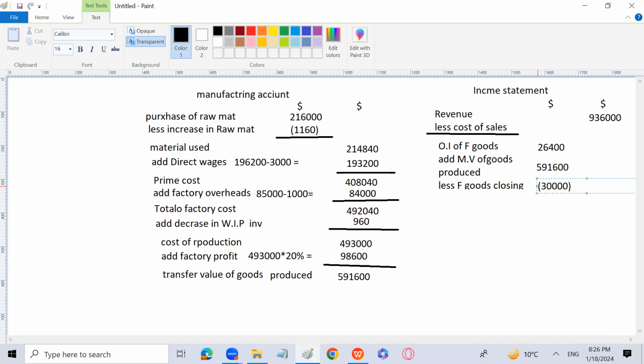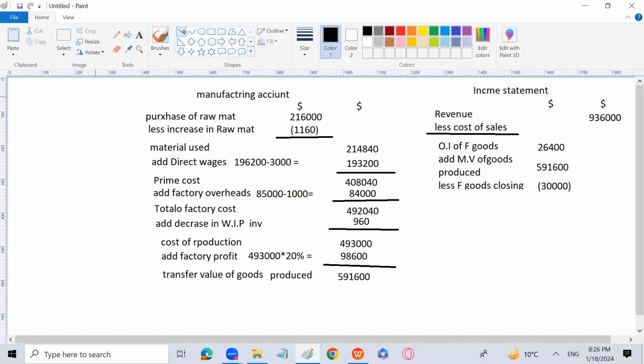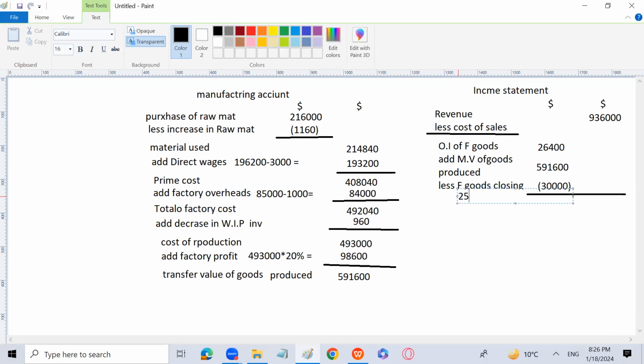How come, sir? Because the profit included in finished goods closing was 5,000, and that is equal to 20% of the finished goods closing at cost. So finished goods closing at cost will be 5,000 divided by 0.2, that is 25,000. Because profit is 5,000, finished goods closing at transfer price is going to be 30,000, which is cost plus the profit 5,000, and we will write it at transfer price.